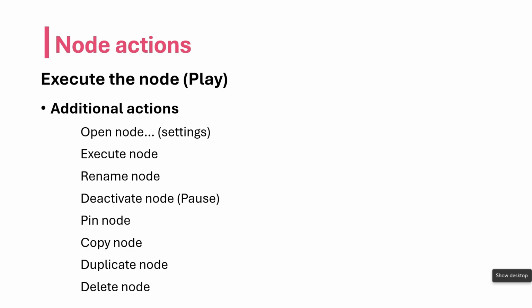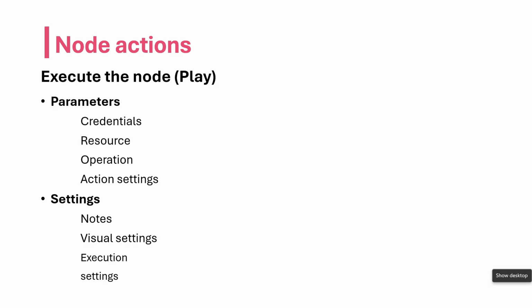So first, as we discussed, open node, where you can view or edit your node configurations, then execute node, then rename node, deactivate node. This will work based on their names. Then pin node, where you can keep its output visible, then copy or duplicate, so you can reuse your configurations very quickly. Then delete node. These small actions make workflow management super smooth and flexible.